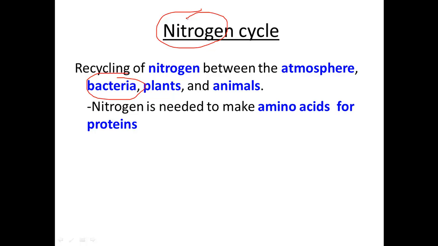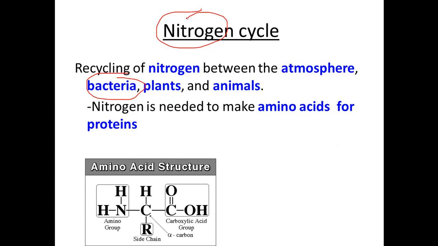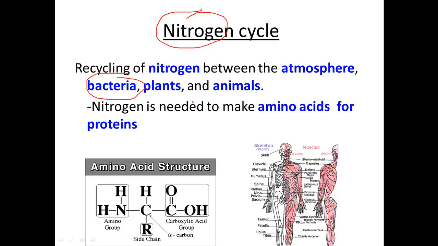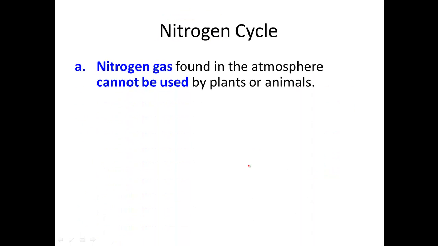Okay, now nitrogen is very important because it's needed to make proteins. Okay, so here we have amino acids which make up proteins, and you can see without that nitrogen, we would not be able to have proteins. We would not be able to have our muscles or our hair or our skin or our nails. So we really need nitrogen, and that's why it's so important. Now, we can't just use the nitrogen gas that's in the air, right? It's all around us right now. We're breathing it in, but we can't use it in our body.